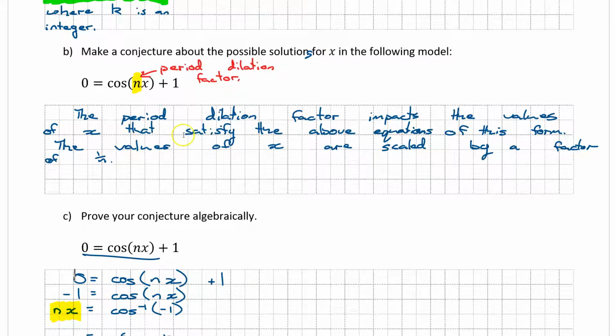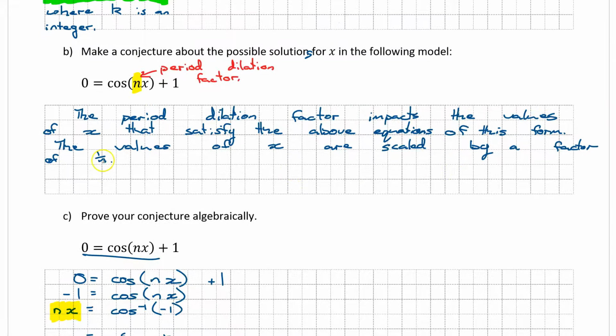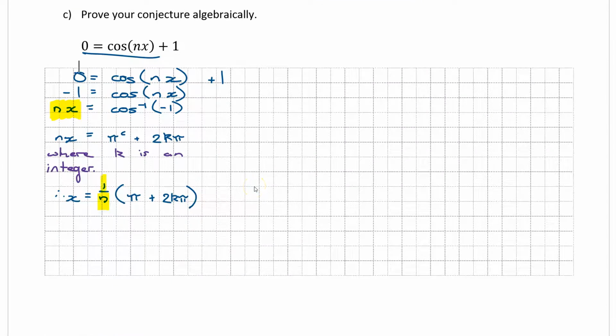So what we find is the period dilation factor impacts the values of x that satisfy the above equations of this form. So does that statement hold up here? Does the value of n impact the values of x? And what you can see is the value of n does indeed impact the value of x. Now, second sentence, the values of x are scaled by a factor of 1 over n. Boom. So if we go down, the values of x are indeed scaled by a factor of 1 over n.